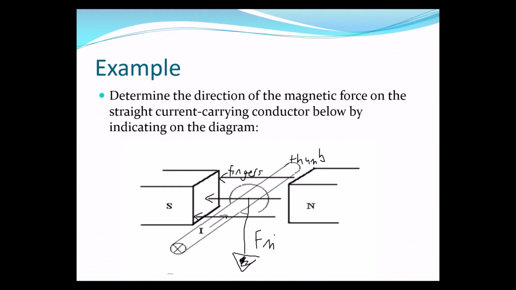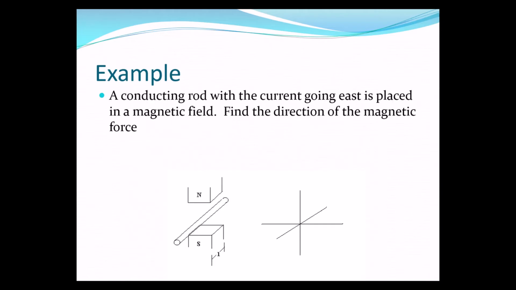Okay, so try it yourself with the screen. Put your thumb going into your screen, put your fingers going to the left of your screen, and you can see that your magnetic force is downwards. I know this is tough to do with the camera perspective and all of that, but we're trying our best here. So let's do another example. And this one's with the northeast-southwest. So a conducting rod with the current going east is placed in a magnetic field. We can draw on a magnetic field that runs from north to south.